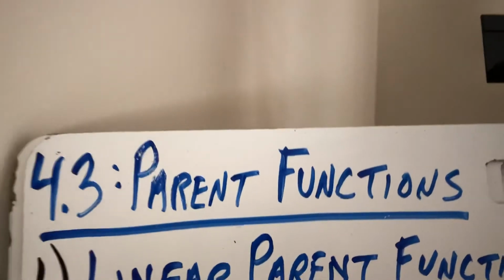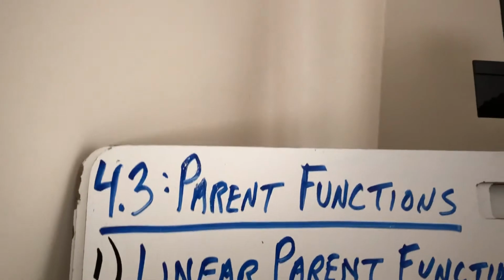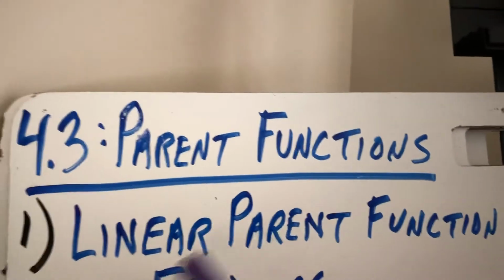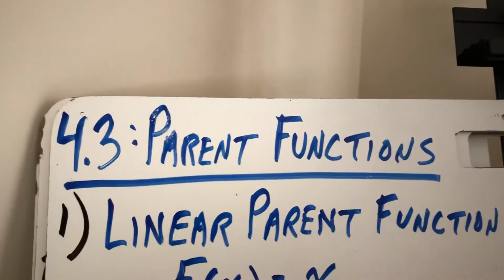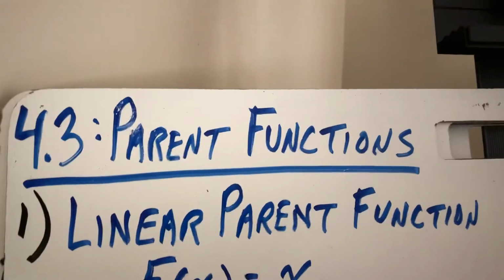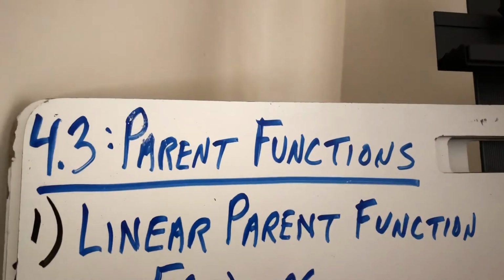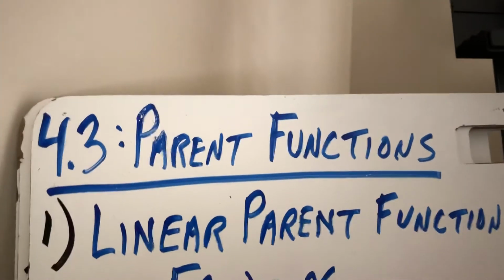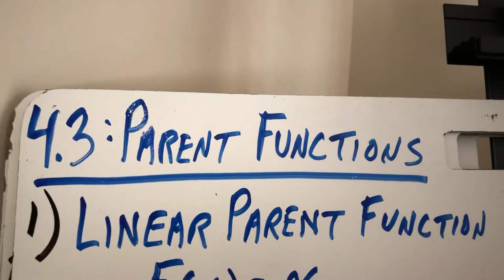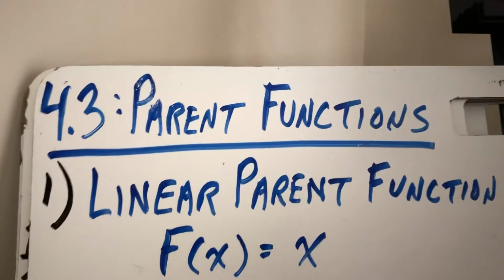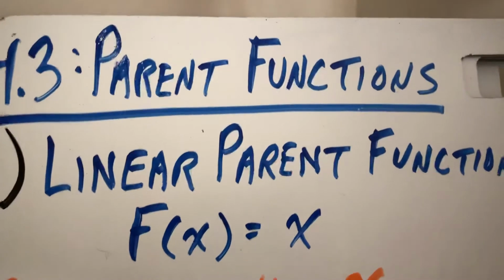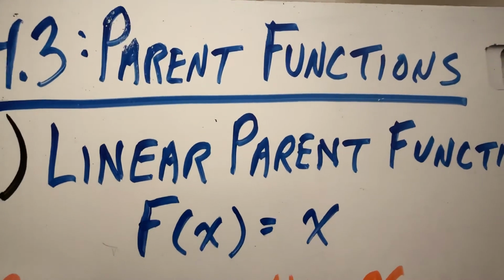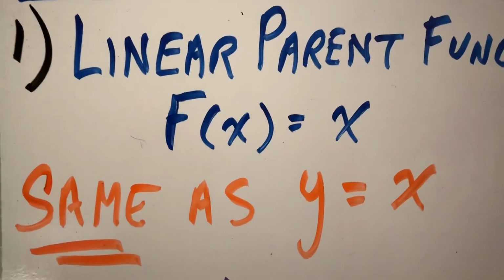Parent functions. So the first one is called the linear parent function. This is a bunch of blah, blah, blah for making a straight line. Don't get caught up with all the blah, blah, blah. We don't need all the blah, blah, blah. f of x equals x is the same as saying y equals x.